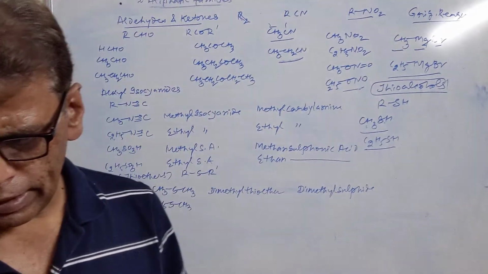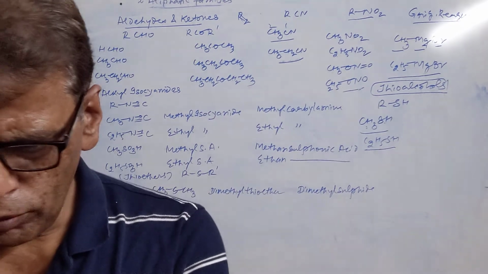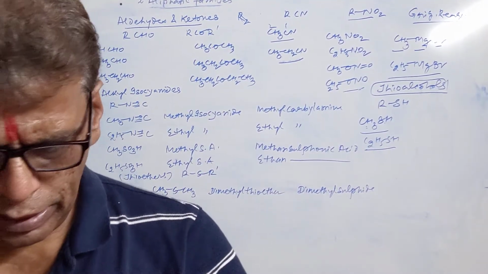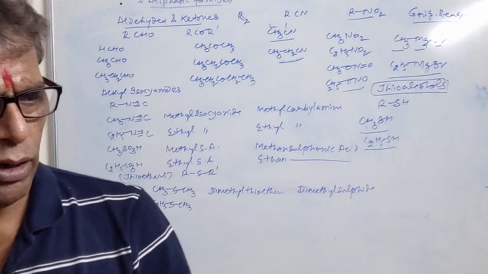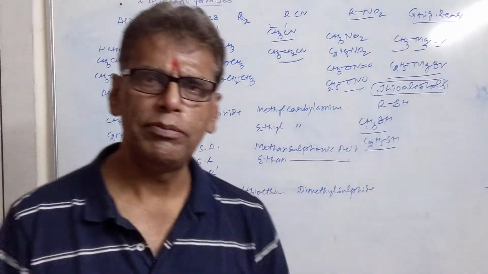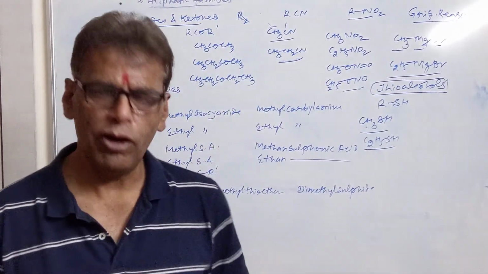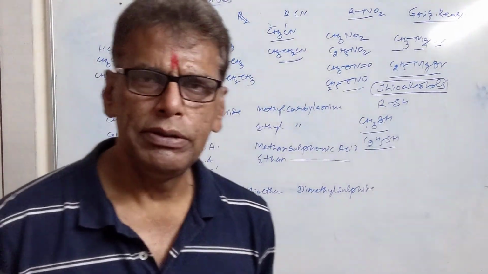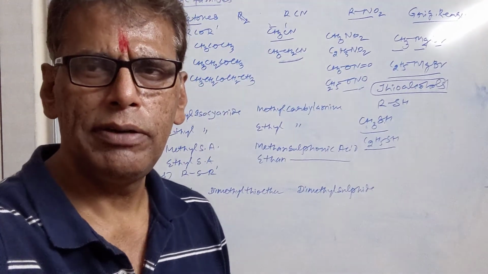Tomorrow we'll take the naming of the aromatic systems, and then we'll proceed to the different problems of the nomenclature, followed by your next compounds, next processes and phenomena which are involved in organic chemistry. So this is all about the nomenclature of aliphatic systems.